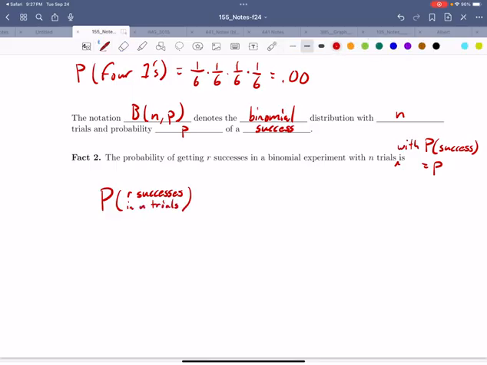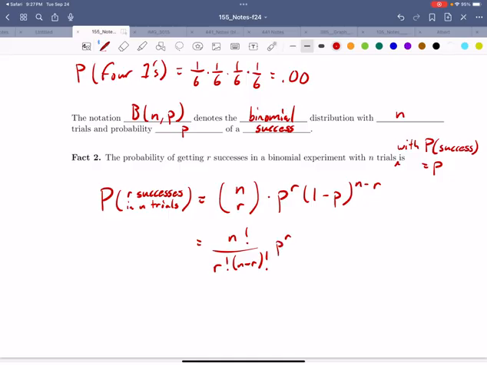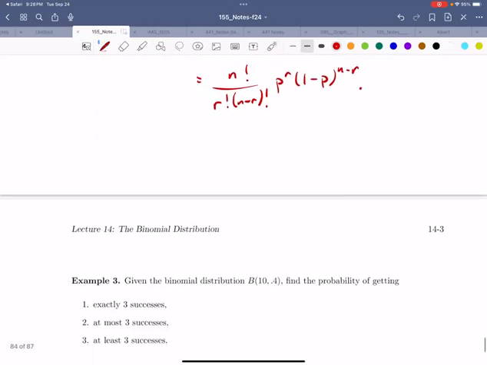In n trials is going to equal, now this is going to be n choose r times p to the r times (1 minus p) to the n minus r. And that winds up being, if you're interested, n factorial over r factorial times (n minus r) factorial, times p to the r, (1 minus p) to the n minus r. If this is a bunch of gibberish to you, then don't worry about it. I just wanted to write the formula down. If this does mean something to you, then awesome. Feel free to use it.